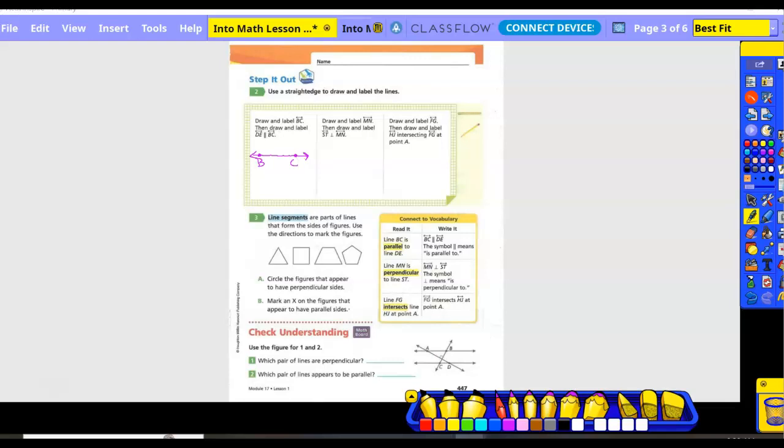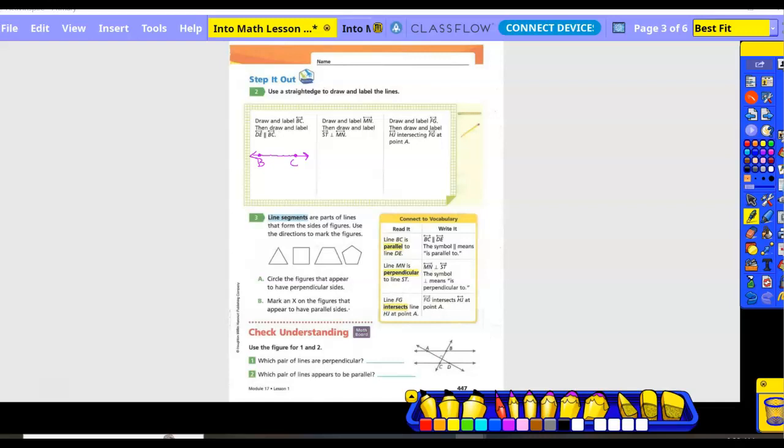Now it says to then draw and label line DE parallel to BC. So show me with your arms real quick what parallel is. Okay, show me. So what does parallel look like? Everybody show me, please. Put your pencil down. Okay, what is perpendicular? Okay, has to form a 90-degree angle, right? And then intersecting. All right.